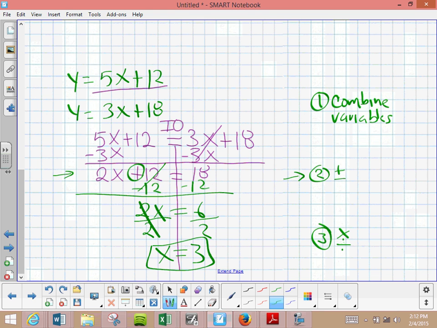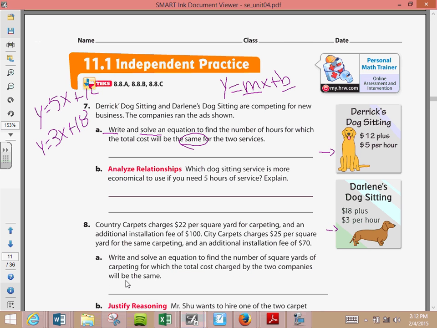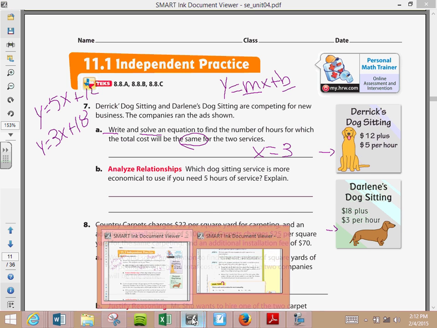What does that mean? What does the x represent in this story? The hours, right? That means that in 3 hours, the cost will be exactly the same, right? I hope I did that right. I think I did.